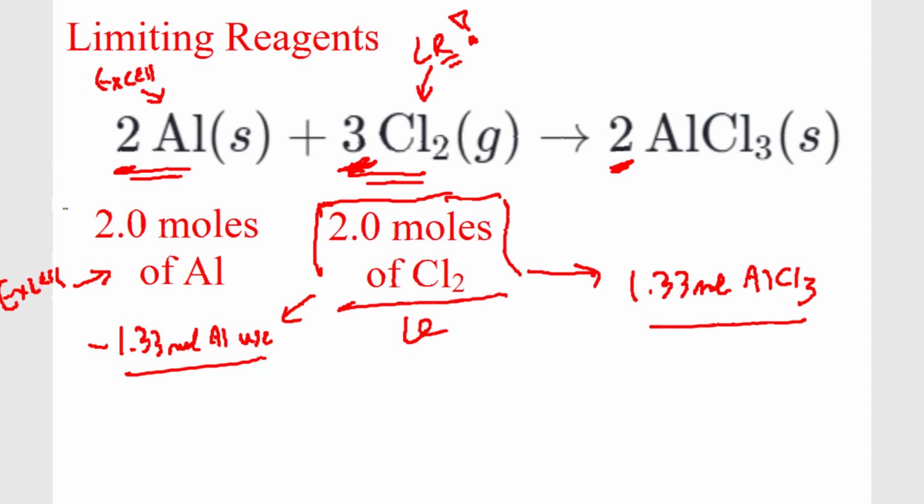Do you see how if we had 2 at the beginning and we only use 1.33, we have 0.67 moles of aluminum left over? It is in excess. So once you find the limiting reagent, your limiting reagent will determine what happens in your entire reaction, okay? And you can use the fingers theorem to generate that.